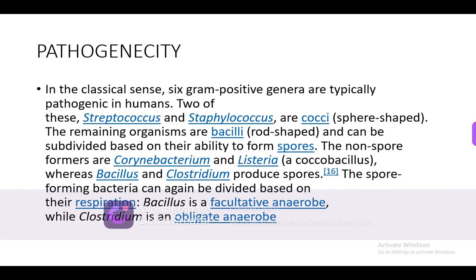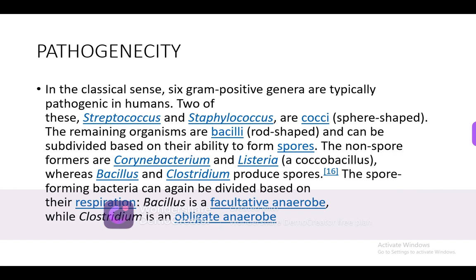The spore-forming bacteria can again be divided based on respiration. Bacillus anthracis is a facultative anaerobe. It requires only a small amount of oxygen, and the available oxygen is sufficient for growth. While Clostridium is an obligate anaerobe, for Clostridium, it definitely needs an anoxic environment where it will grow.